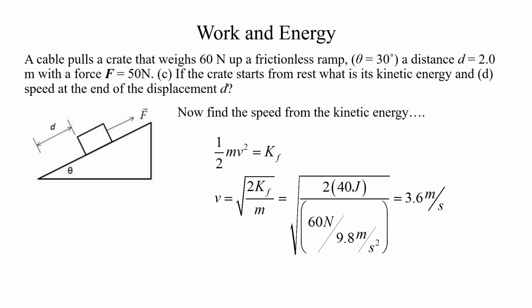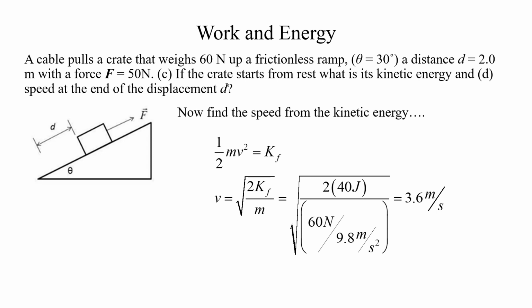All right, now the last part, we want to know the speed of the crate when it reaches the top at the end of the displacement. Well, we've got the Work-Kinetic Energy Theorem that says the net work equals the change in the kinetic energy. The initial kinetic energy was 0, so the final kinetic energy, 1/2 mv squared, is equal to the net work, which we found to be 40 joules. So to solve for the velocity, we multiply both sides by 2 and divide by m, and then take the square root. So we get v equals the square root of 2 times the kinetic energy divided by the mass.